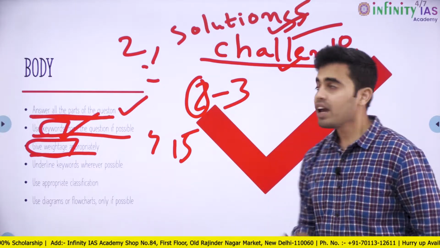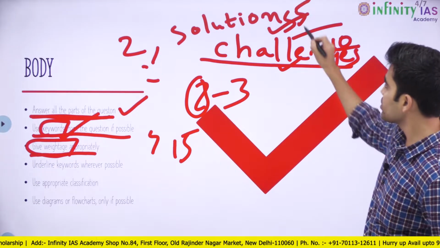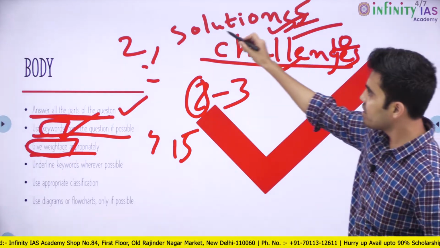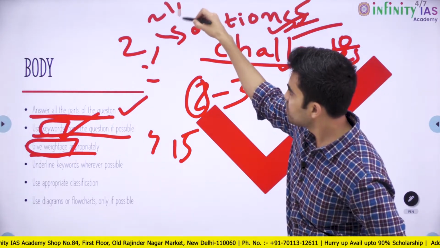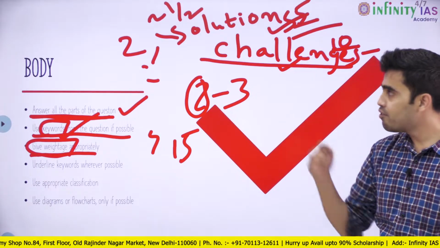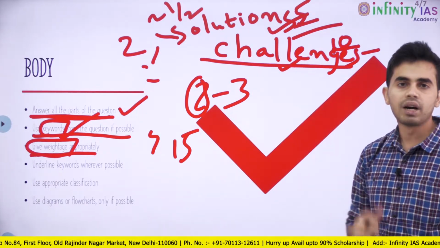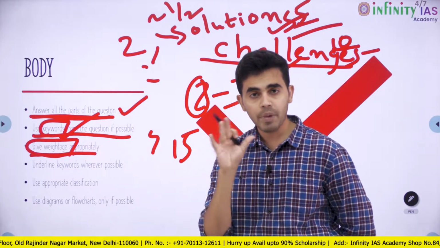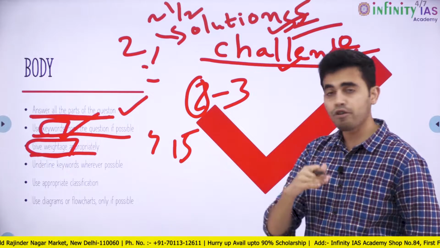If the examiner can only give maximum of 10 marks and maximum of 5 marks to these 2 parts, but if we write this for 2.5 pages solutions and only half page for challenges, he will not be able to give you good marks. So we need to understand the weightage of the parts of the question properly before answering.